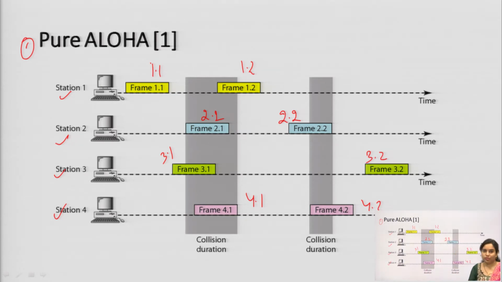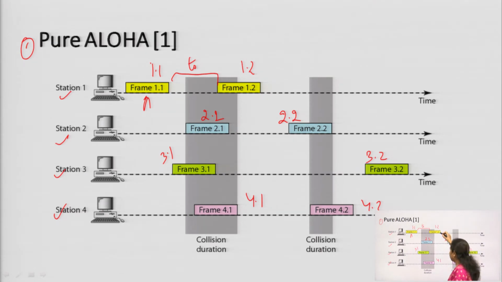Now, what is collision? If you look at this diagram, the first station has transmitted the data, which is known as frame 1.1. Then it transmits after a time interval, let us say t naught, which is not fixed. Whenever I have the data, I will transmit the data. There is no time fixed. It is not the case in random access that I transmit after 1 hour or after 15 minutes.